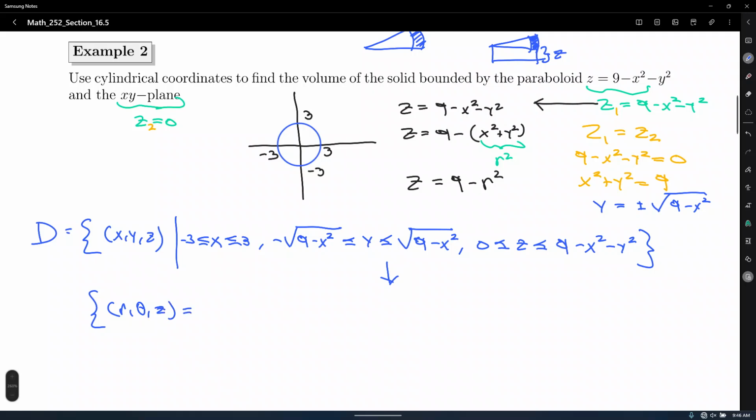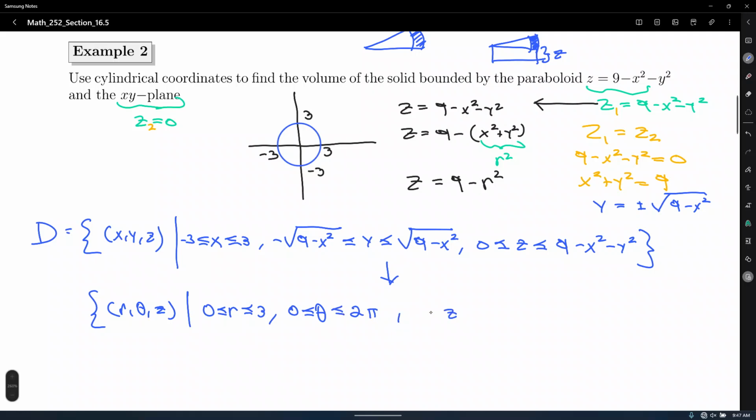That means r is going to vary between 0 and 3 because there are no negative radii, right? All the points on the circle go between 0 and 3. I know there's negative 3, positive 3, but it's a radius. What about the angle? Doesn't that span the entire circle, the entire rotation? That means 0 and 2 pi.